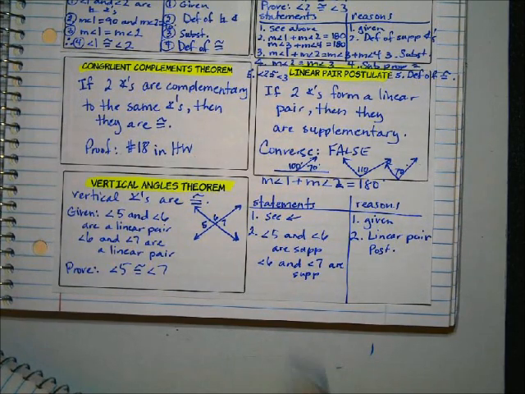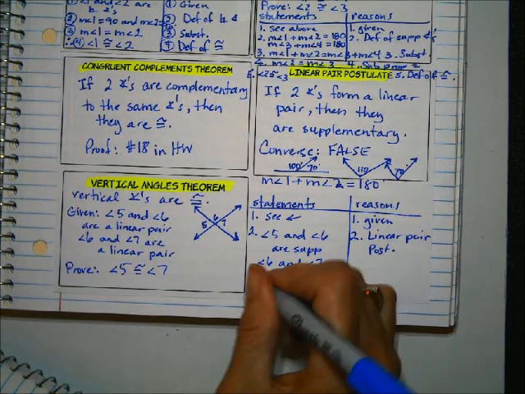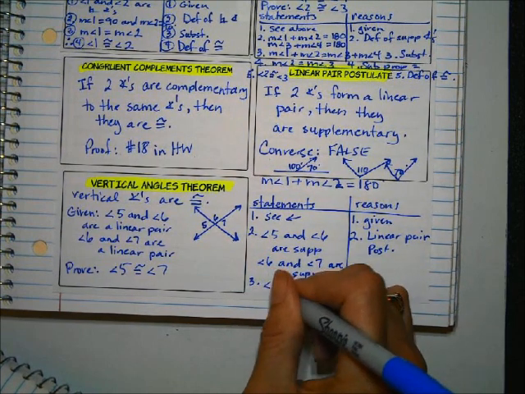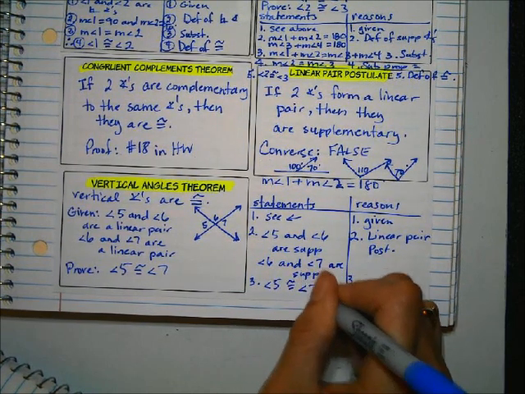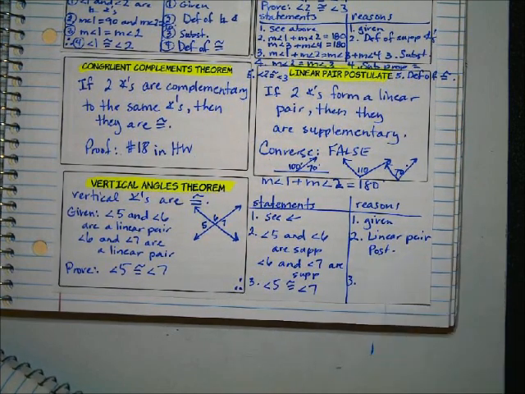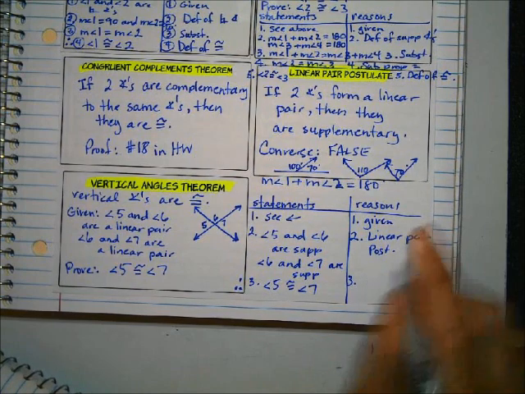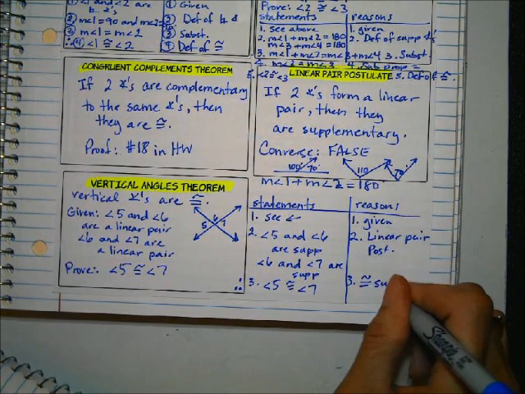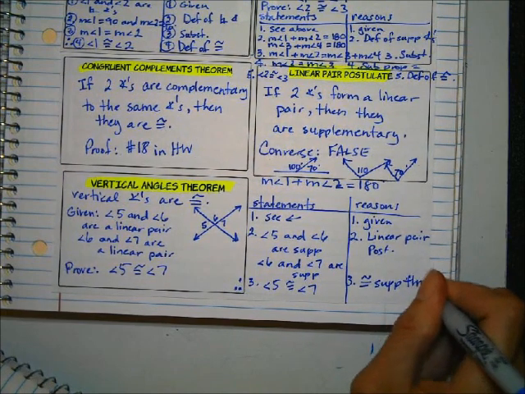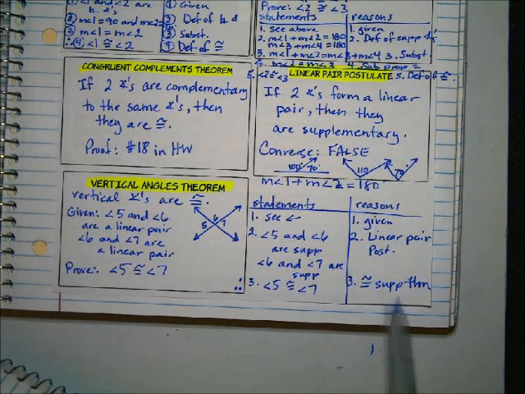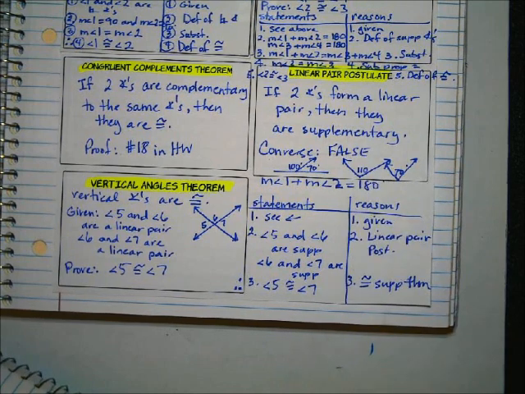So statement 3 is going to say that angle 5 is congruent to angle 7. Yeah, it's that easy. Therefore, we're done. Angle 5 is congruent to angle 7 because of the handy-dandy congruent supplements theorem that we proved up here, that said angles that are supplementary to the same angle are congruent. So that is the congruent supplements theorem. We already wrote that above.